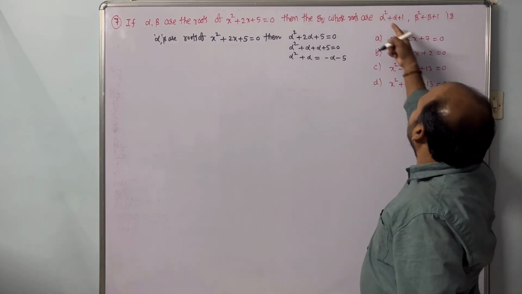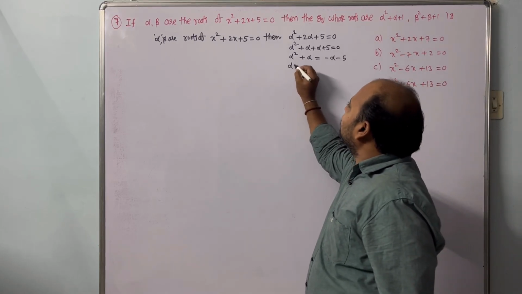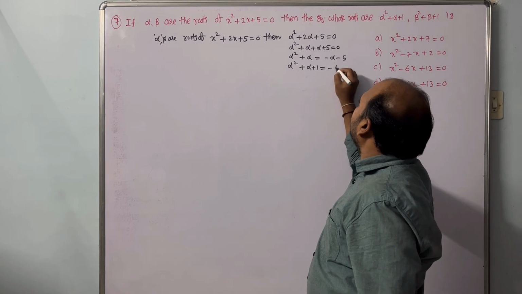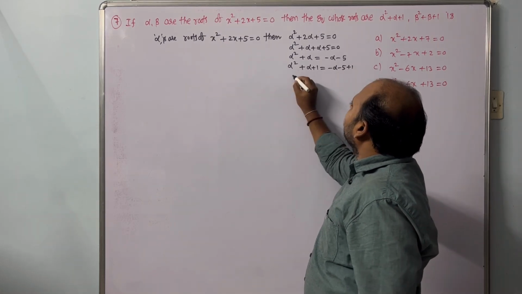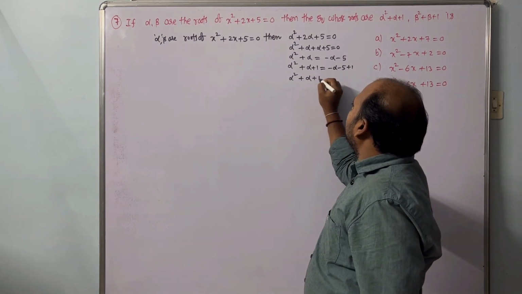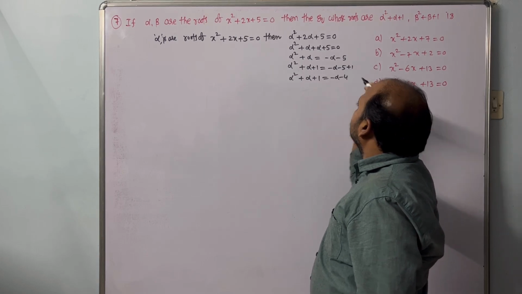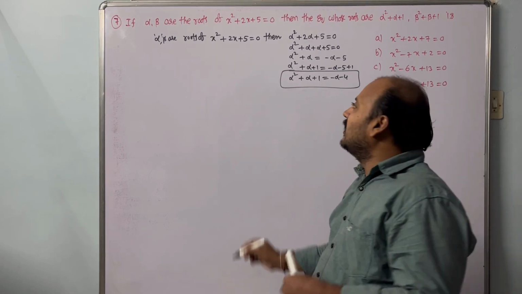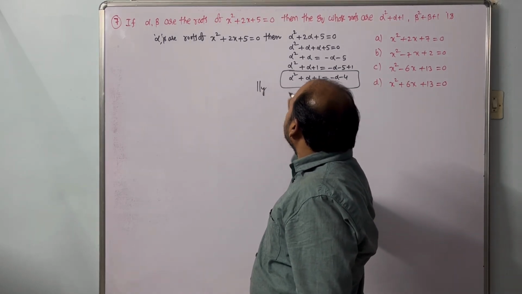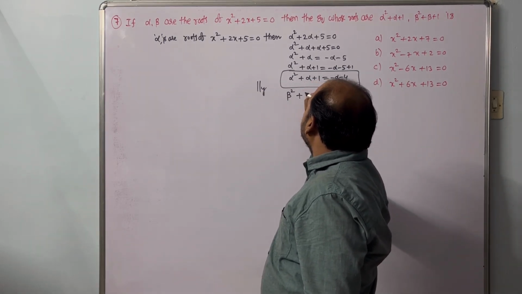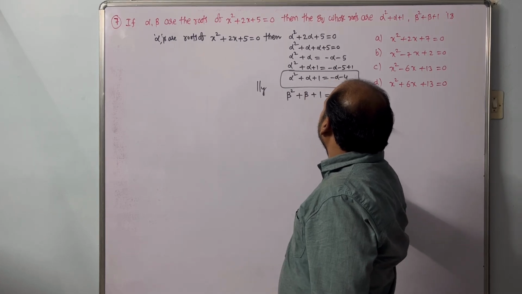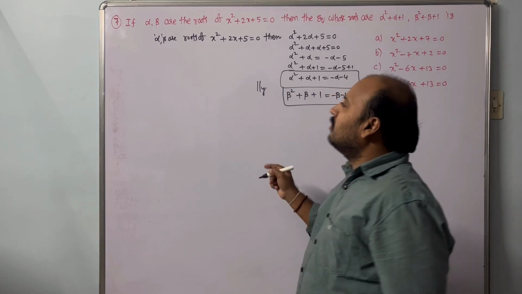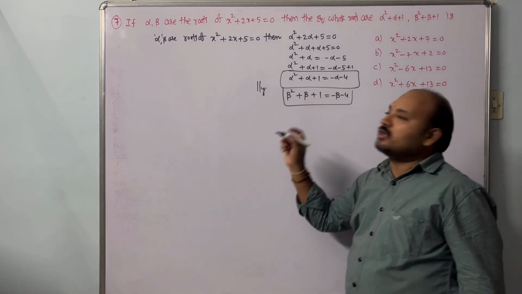But I want alpha square plus alpha plus 1. So on both sides we can add 1. Alpha square plus alpha plus 1 equal to minus alpha minus 5 plus 1. Alpha square plus alpha plus 1 equal to minus alpha minus 4. So this is one of the roots. Similarly, we can write beta square plus beta plus 1 equal to minus beta minus 4. So this is one root, this is another root.